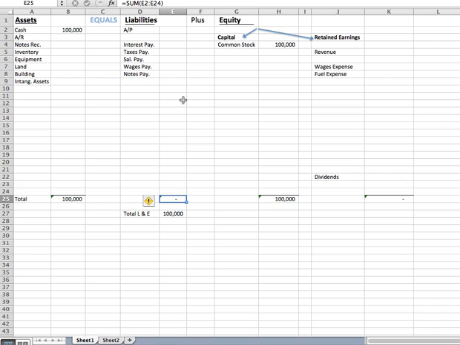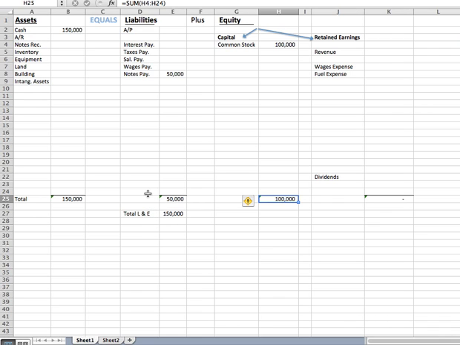So let's say that this corporation goes out and borrows $50,000 from the bank. So now it has an additional $50,000 in cash, but it also has now a liability of $50,000. So now it has total assets in the form of cash of $150,000, liabilities of $50,000, and equity of $100,000. Assets equals liability plus equity.